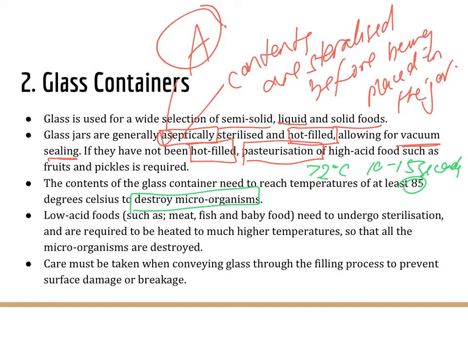And another point is that low acid foods like meat, fish, and baby food need to undergo sterilization because they don't have acids present, they don't have that low pH environment, which is not desirable for microorganisms. So there is a greater risk of microbial growth in these foods, and these foods need to be heated to a much higher temperature so that all the microorganisms are destroyed.